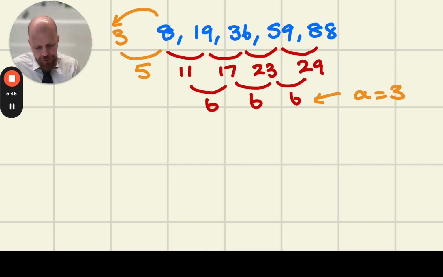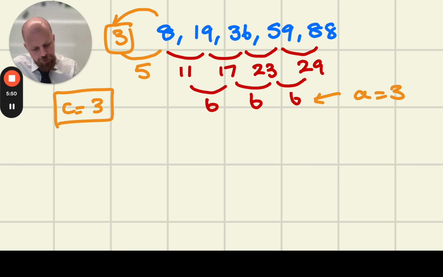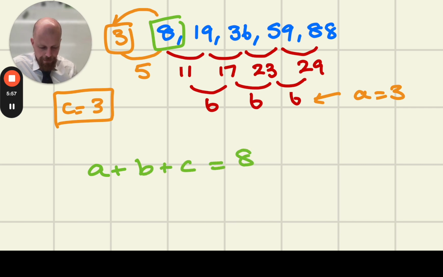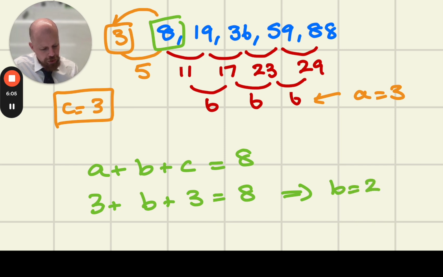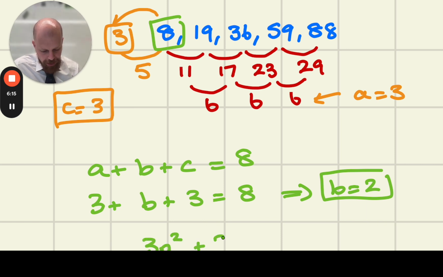So I have a equals 3, and I have c equals 3 at the moment. Remember the trick? The first term in the sequence, which is 8, is a plus b plus c. Therefore, 3 plus b plus 3 is 8. That means that b equals 2. And therefore, the nth term of this quadratic sequence, 8, 19, 36, and so on, is 3n squared plus 2n plus 3. That is the nth term of this quadratic sequence.